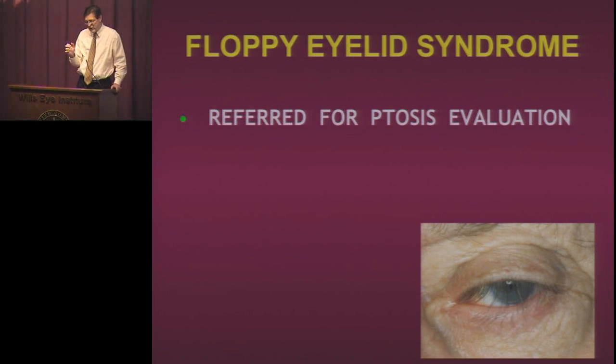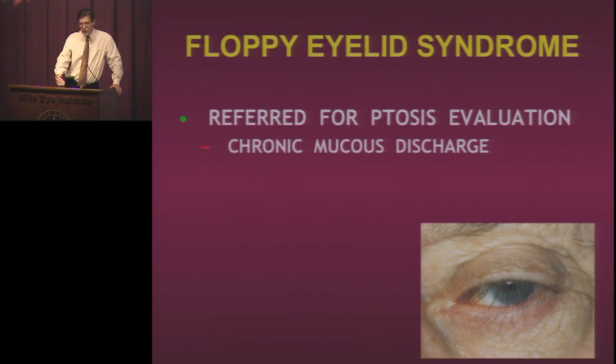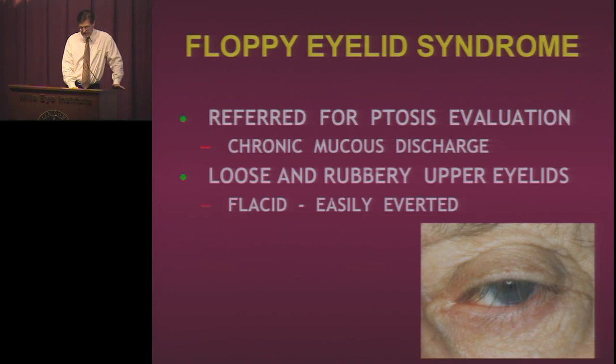Floppy lid, I'm going to talk a little bit more because I think most ophthalmologists in practice don't realize how important floppy lid syndrome is for the rest of the body and the rest of the eye. So I'm just going to talk a little bit more about that. This was described in the 80s, so it wasn't even called anything before that. This patient was referred for ptosis evaluation. And you can see by just looking at the patient that their lashes are pointed downward. Something's wrong. The patient also had chronic mucus discharge and had very loose and rubbery eyelids.